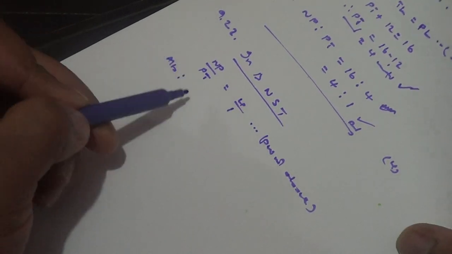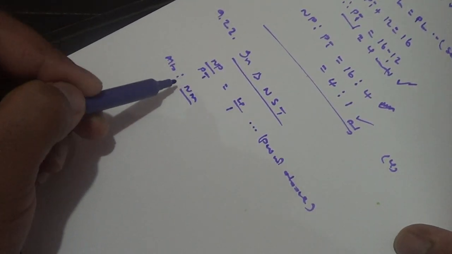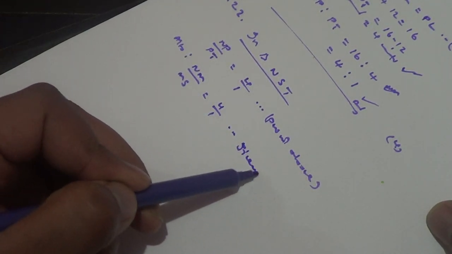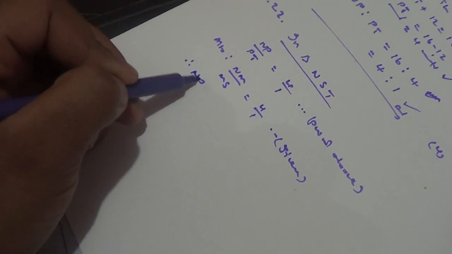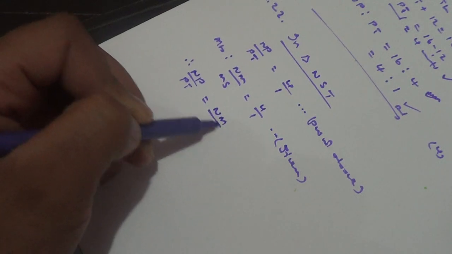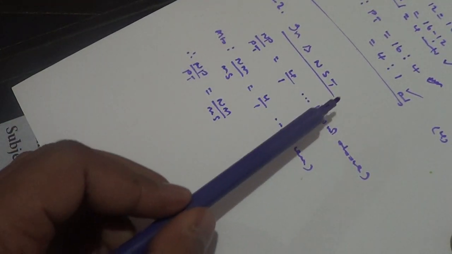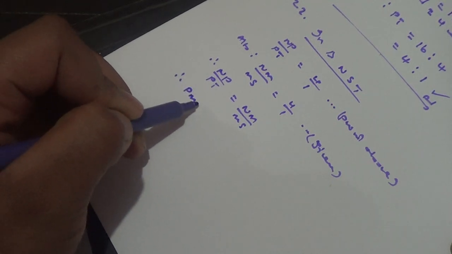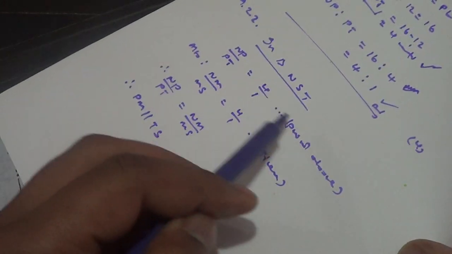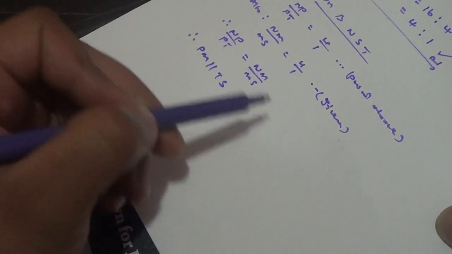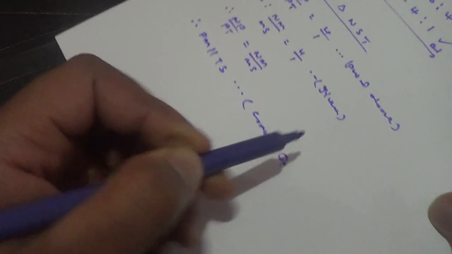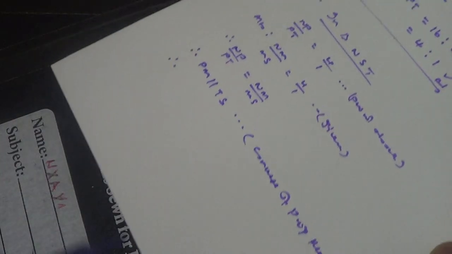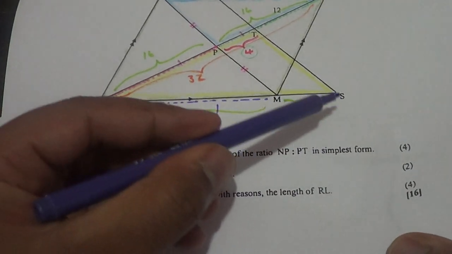Also, what else do we know? We know that NM over MS is equal to 4 over 1. That was given. Okay? We know, therefore, NP over PT equals NM over MS. Right? Of course, the same ratio and proportion. So what do we know? Therefore, we can say PM is parallel to TS because we are talking about that triangle. Okay? Here you can just say converse of proportionality theorem.